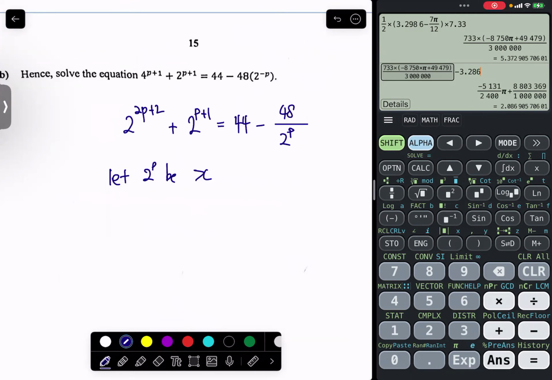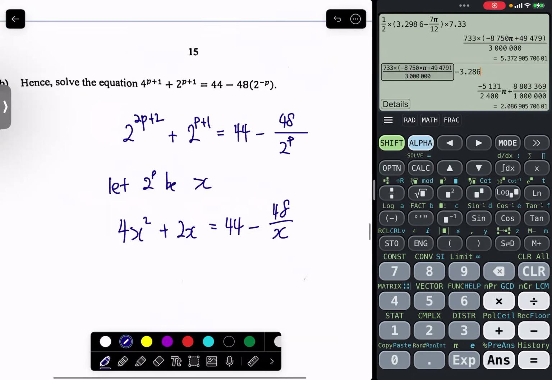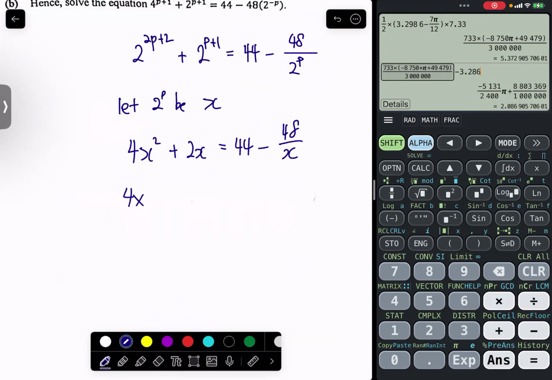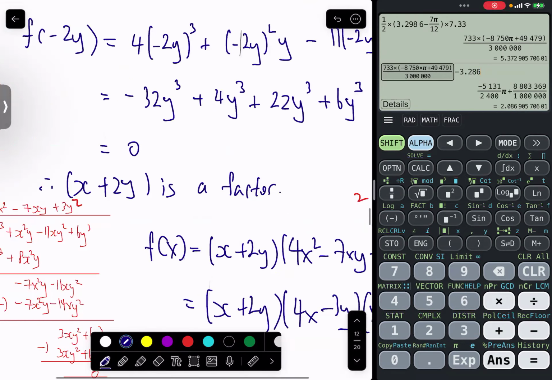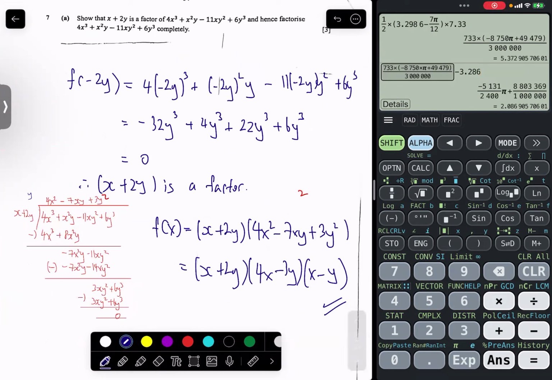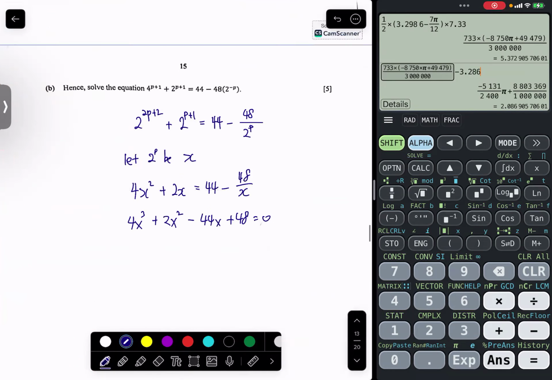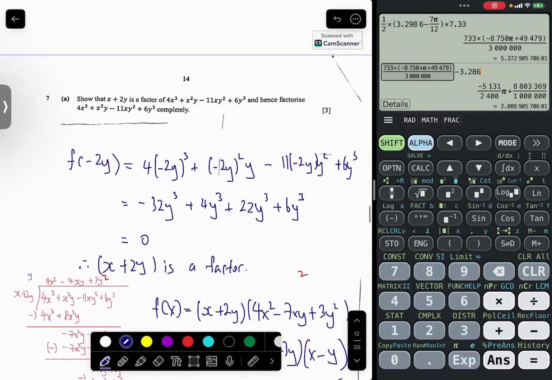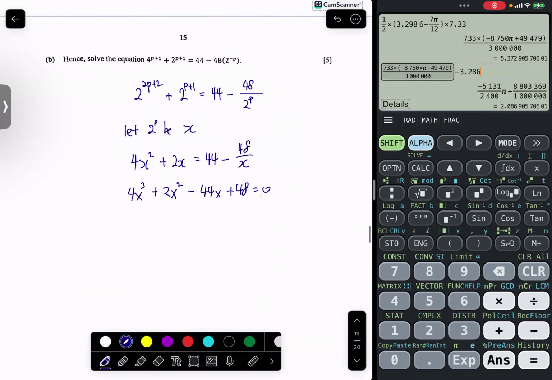So we'll have 4x squared plus 2x equals 44 minus 48 over x. So we'll have 4x cubed plus 2x squared minus 44x plus 48 equals 0. But there's still a y, right? Let's see, 6 and 11. So that means they want me to let y equals 2.